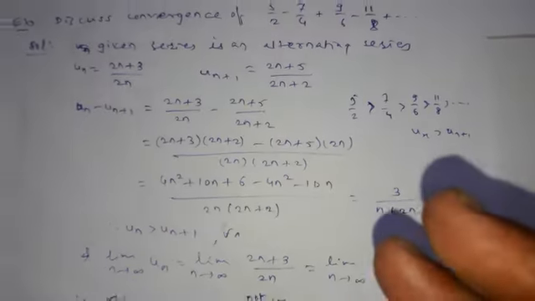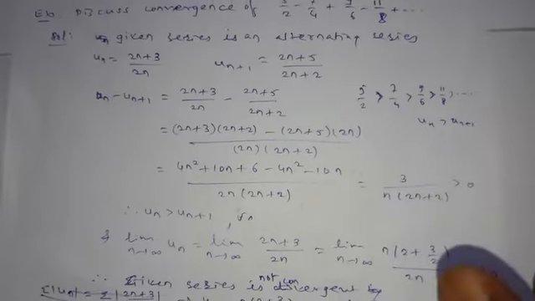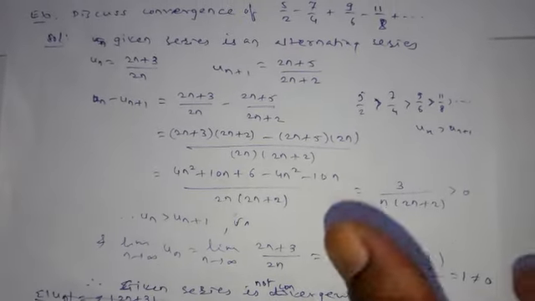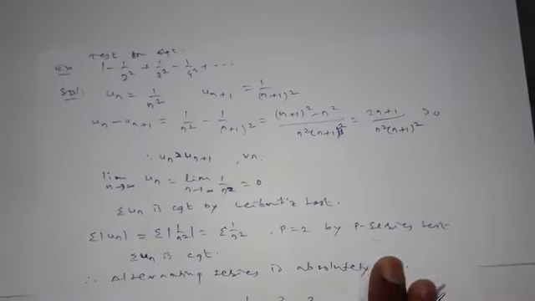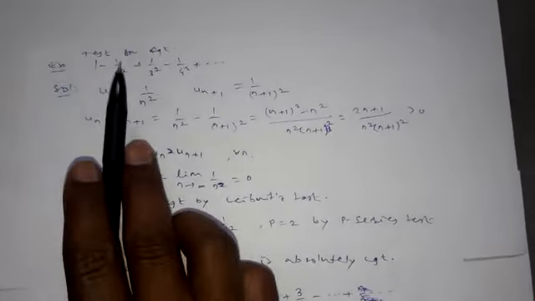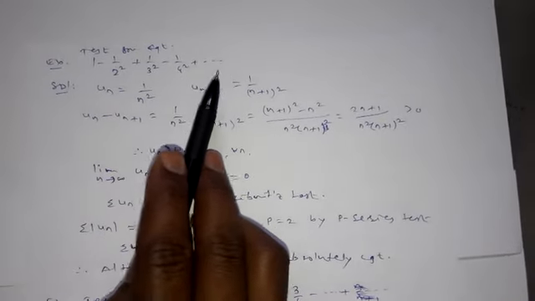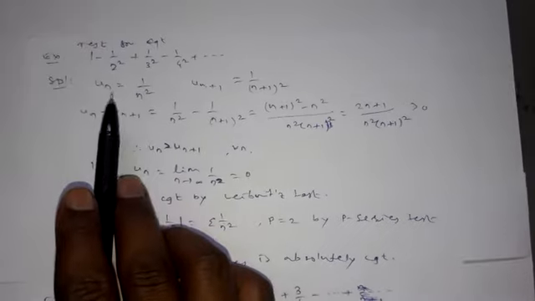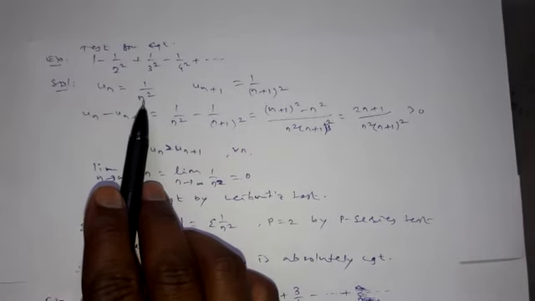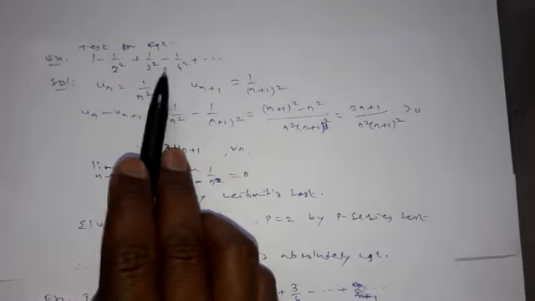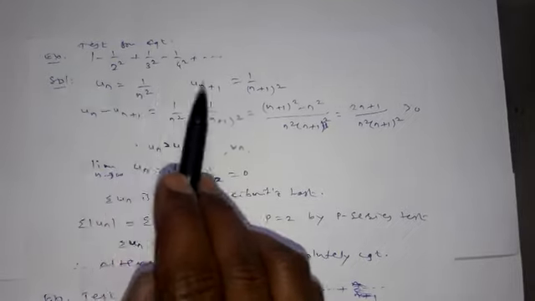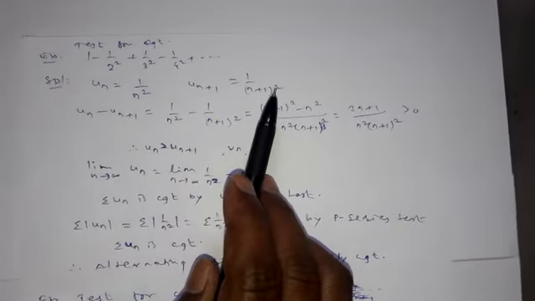It is not convergent. You may say that it is divergent by Leibniz test. Take one more example. Test the convergence of the series 1 minus 1 upon 2 square plus 1 upon 3 square minus 1 upon 4 square plus dot dot dot. So here un is 1 upon n square, and un plus 1 is 1 upon n plus 1 square.